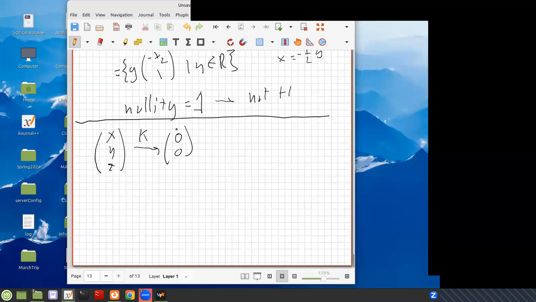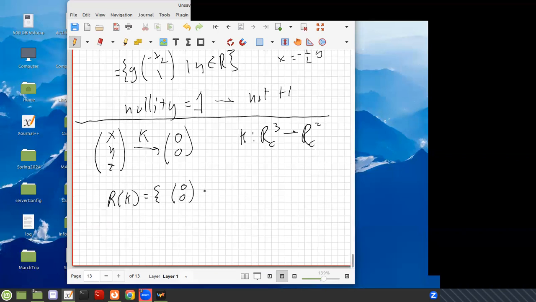So this is map K from R^3 to R^2. What is the range space of K? It would be the set containing just the vector space, 0 over 0. That's it. Yep.